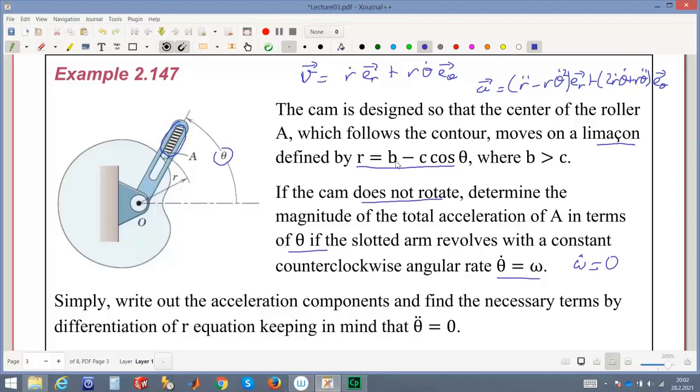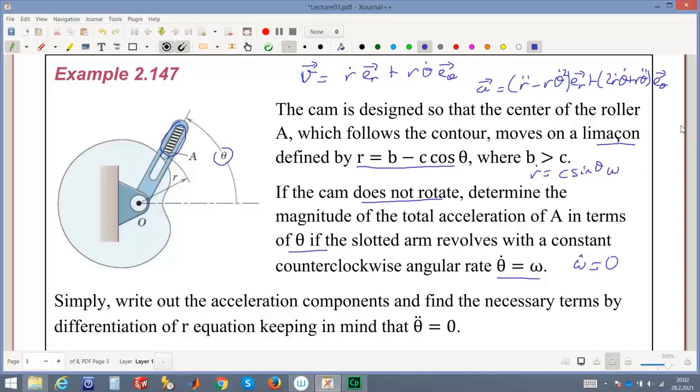That means I need to take the derivative of this with respect to time. Okay. So b is a constant. The only variable here as a function of time is theta. We'll get the derivative of this one as the first derivative. Let me just do it for you guys. r dot is equal to c sine theta theta dot, which is omega basically. And then you take the derivative of this. There's two variables now. There will be cosine theta and another term with omega dot.